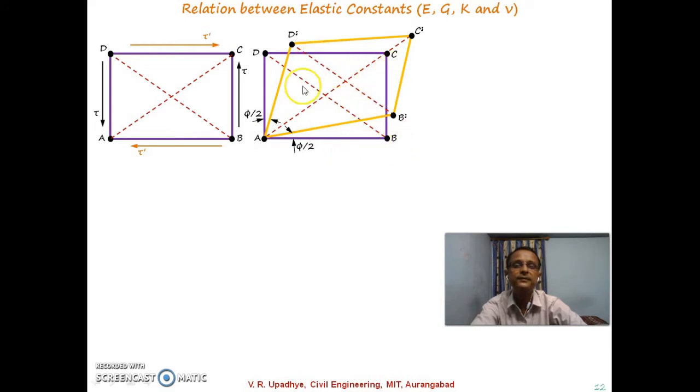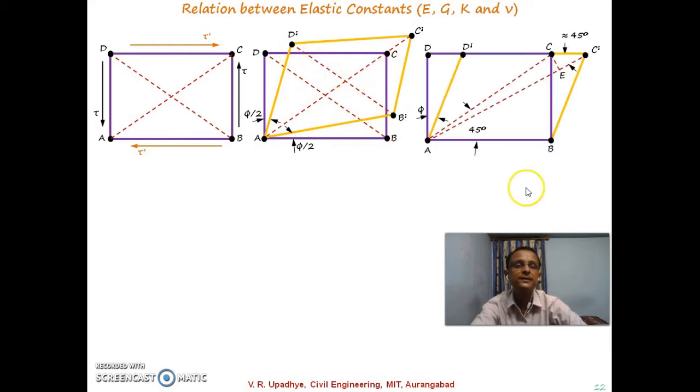If we draw it in this way, instead of taking it on this side, we can say that DD dash and BB dash positions are as they are, and this is the elongated position of AC, from this position up to AC dash. If we go through this diagram, we can write the linear strain of the diagonal AC.